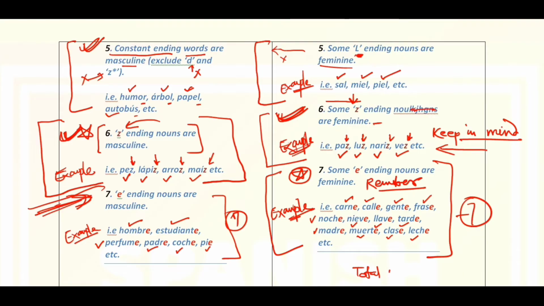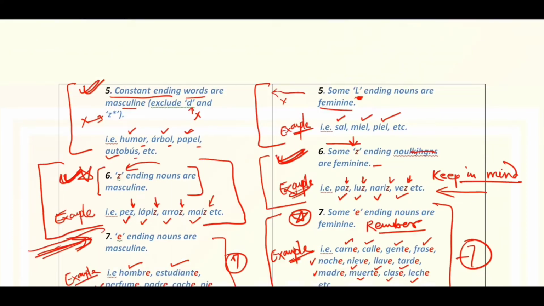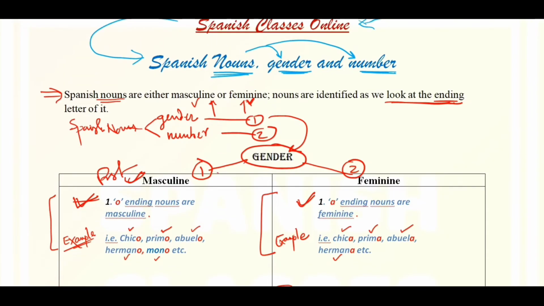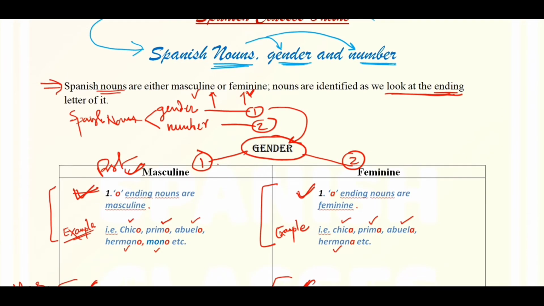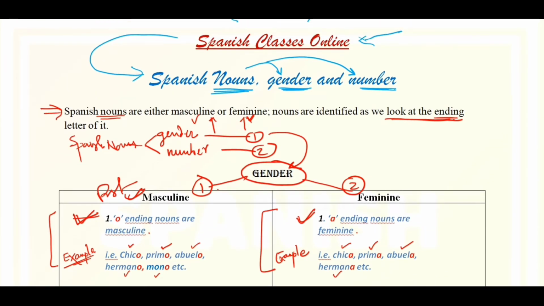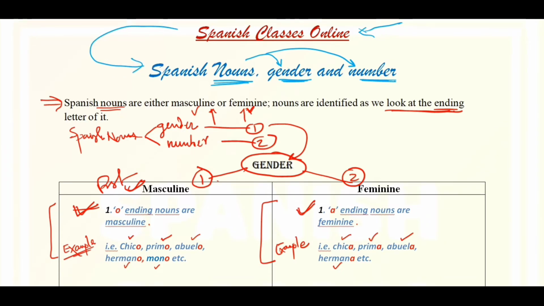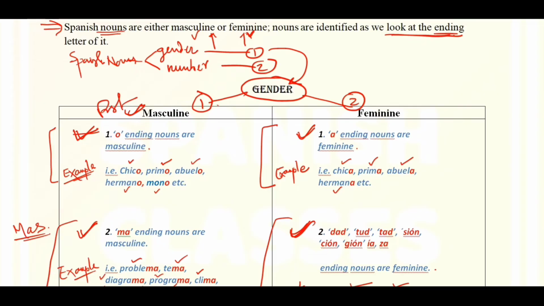Now we need to revise it once, because we have a total of 7 points, and to remember all these points, revision is very important. So we'll revise it once. Let's go up. Later you will practice it on your own. See, as you can see, our topic is Spanish nouns, gender and number.